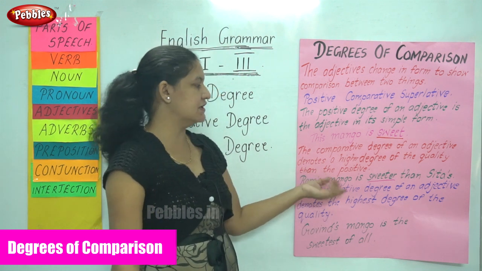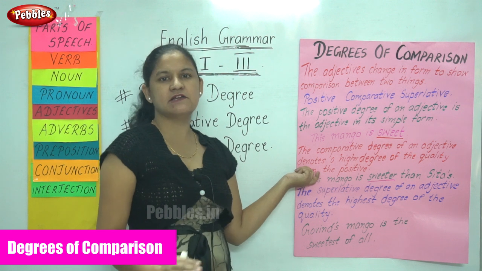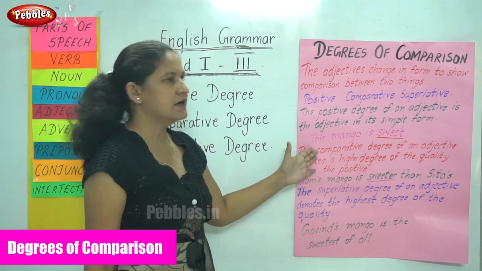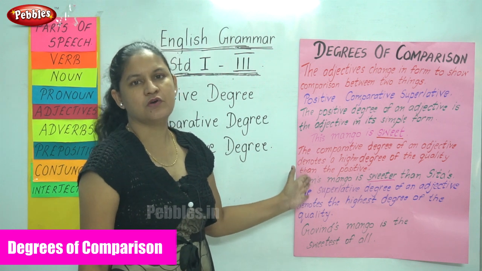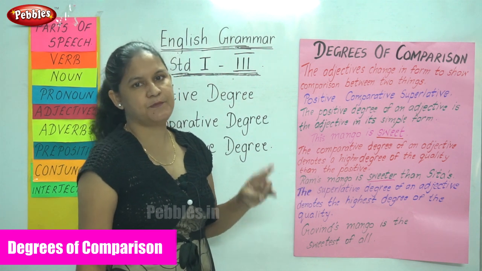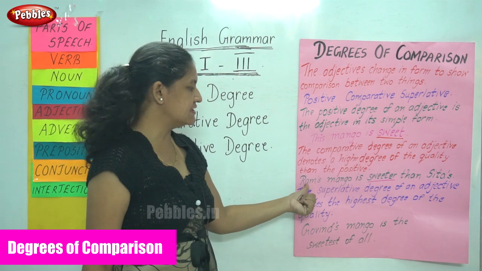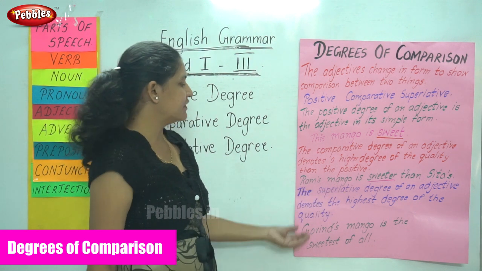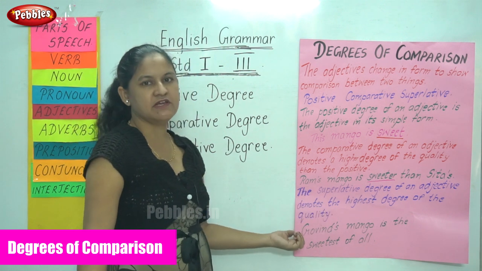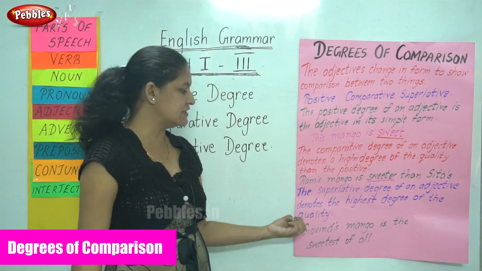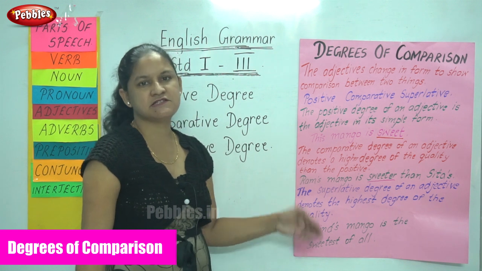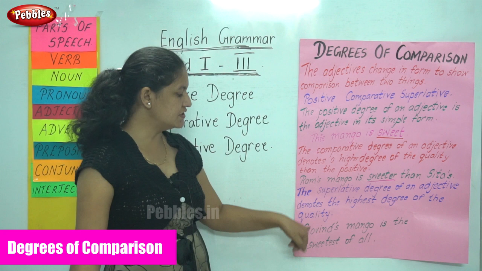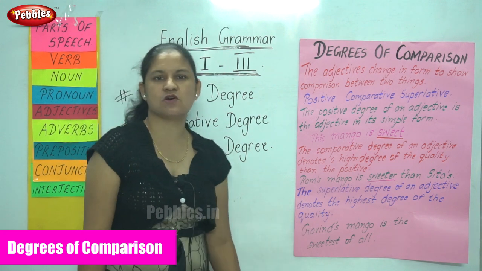The comparative degree shows a higher degree of quality when compared to the positive, and a comparative degree always compares two persons. Example: Ram's mango is sweeter than Sita's. The superlative degree of an adjective denotes the highest degree of the quality. Example: Govind's mango is the sweetest of all.